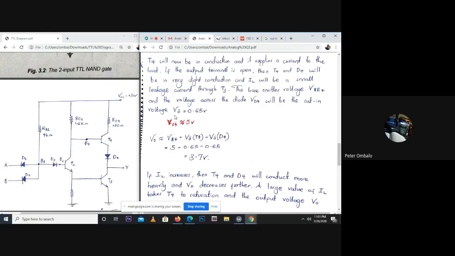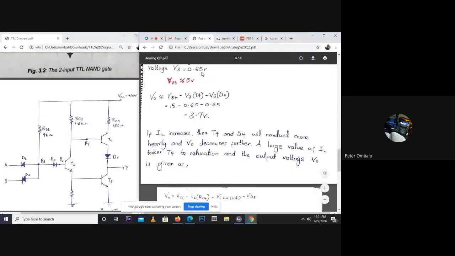Okay, so these values here, VCE at saturation, as we know, will be given. But it's good to know that it's usually just a little shy of 0.7 volts, like in this case, it's 0.65 volts.